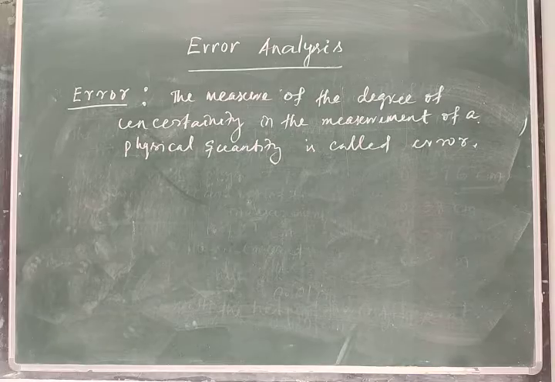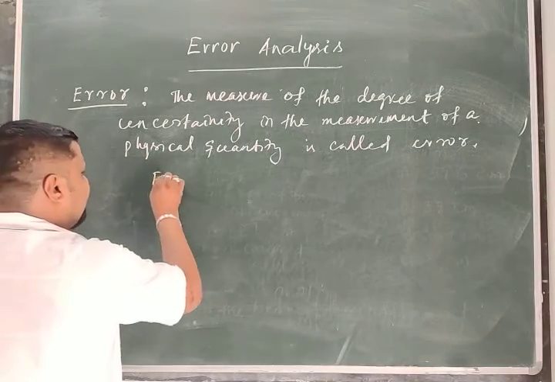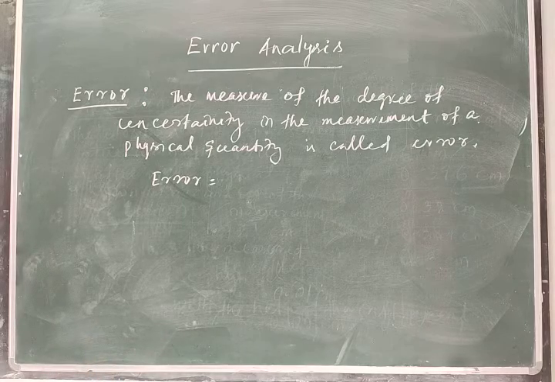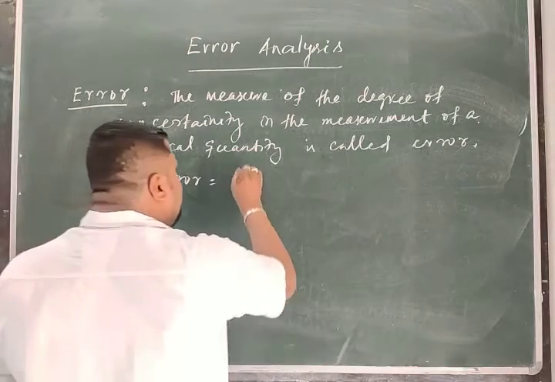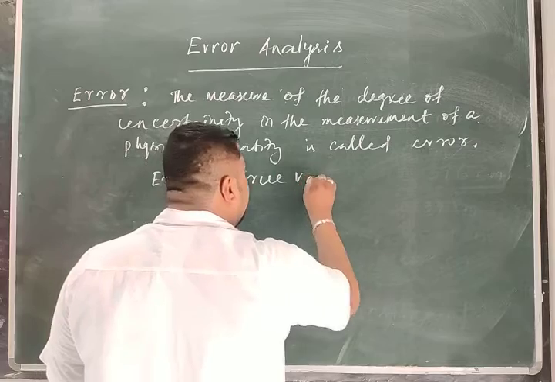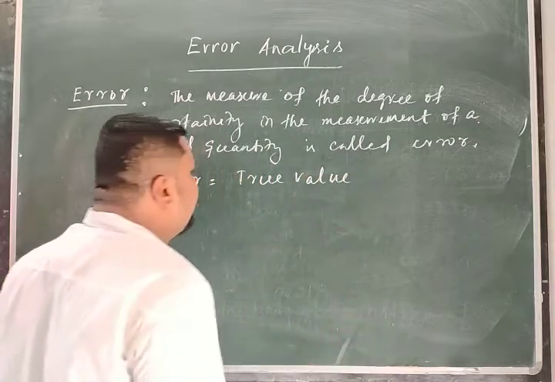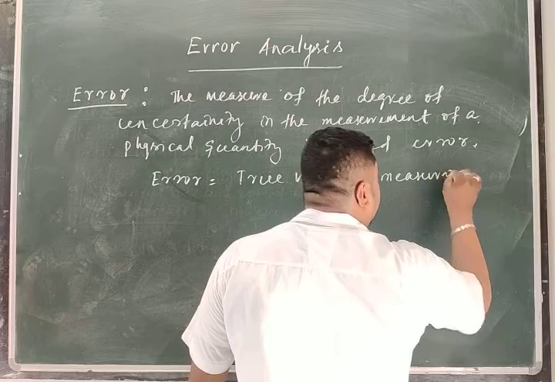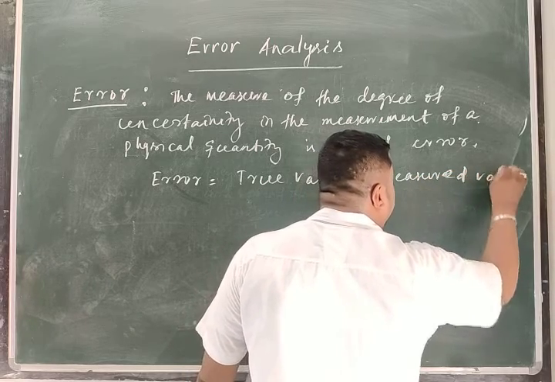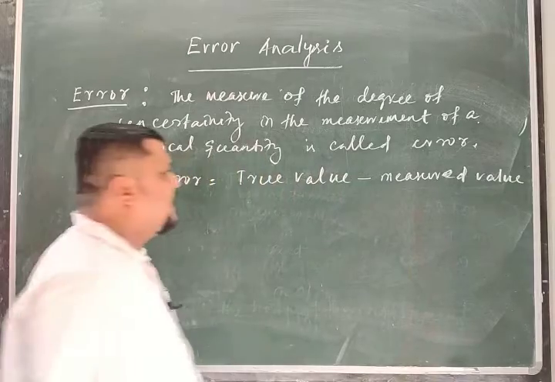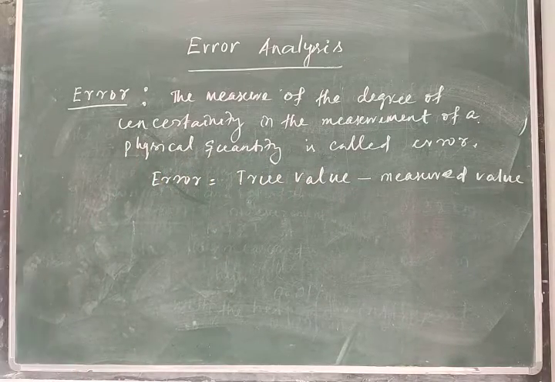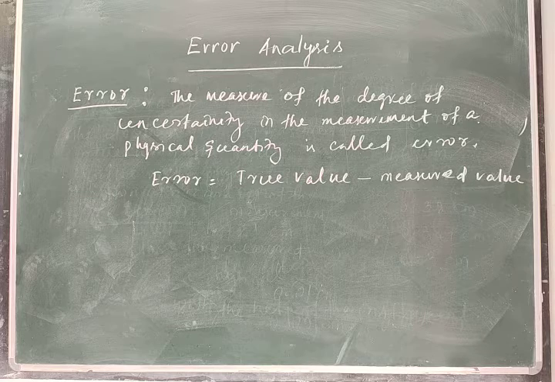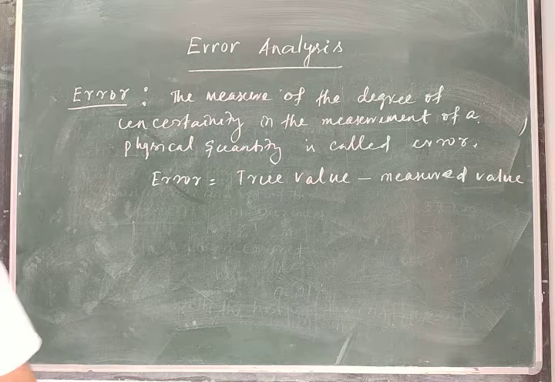And the error of a measurement is its true value minus the measured value. This is called error. So the error is the difference between the true value and the measured value.